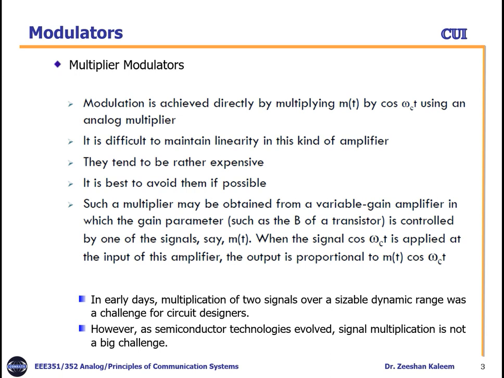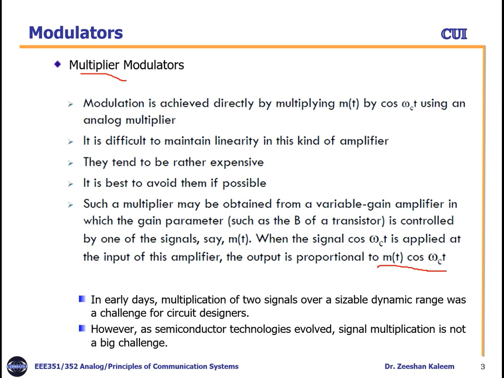So what are the multiplier modulators? Before going into the detail of the multiplier modulator, why are we going to discuss these types of modulators? This is very much important. The reason is that to obtain the signal m(t) cos omega_c t, which we obtained in the last lectures, we need a hardware circuitry. Which kind of circuitry will be used? This can be developed by using these types of modulators.